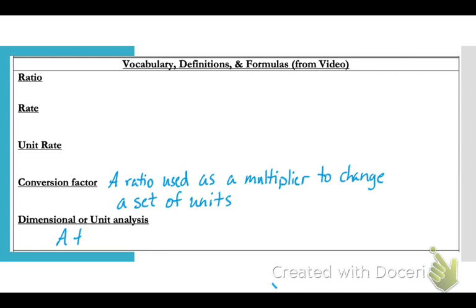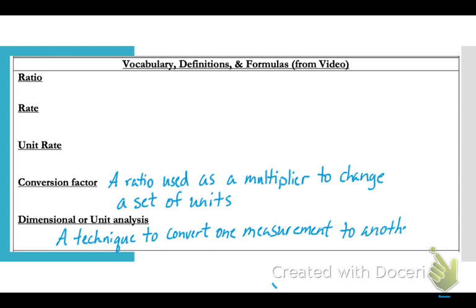There is a method that you're going to learn in the next concept to do this, and it is called dimensional or unit analysis. And so get down the definition of this. This is a technique to convert one measurement to another, focusing on the units. So often in math, we focus just on the numbers, but in dimensional or unit analysis, we will focus on both. We will focus on the numbers and the units to help us accomplish these problems.